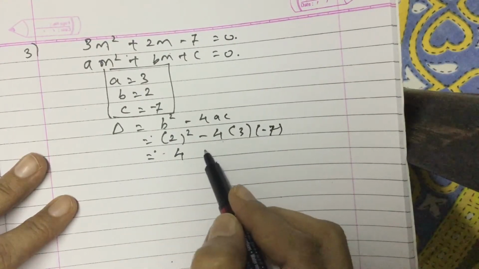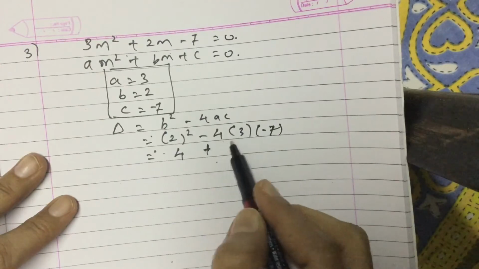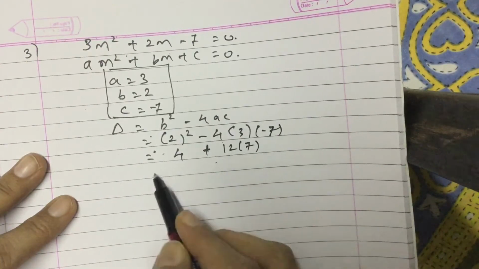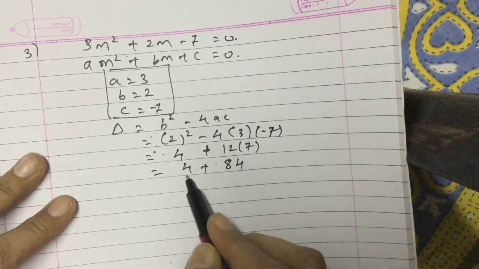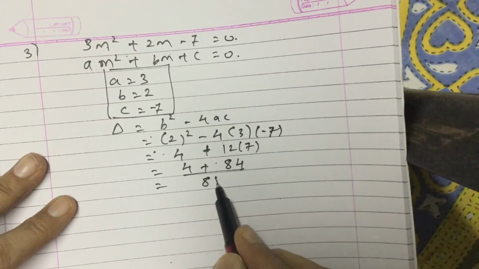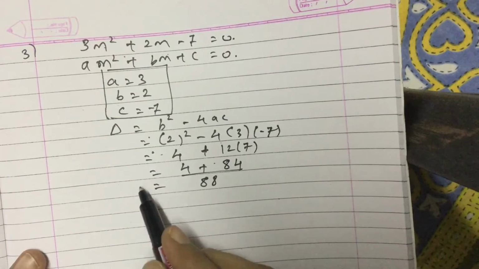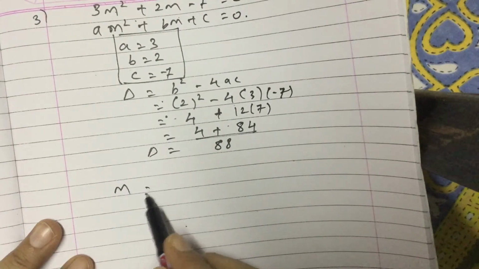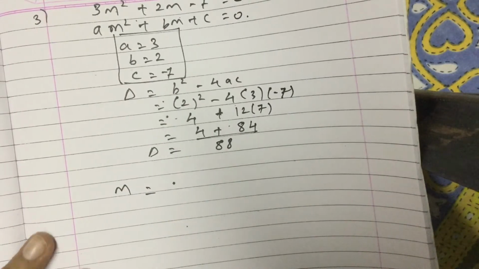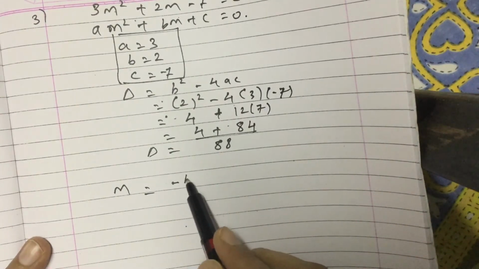2 square it's 4, minus minus plus, 4 3s are 12 and 7. So here it's 4, 7 2s are 14, 1 goes up 84, and when we add them it is 88. So the value of delta it's 88. Now variable m is there, so we write m. Whatever the variable is given, that we have to write in the formula.